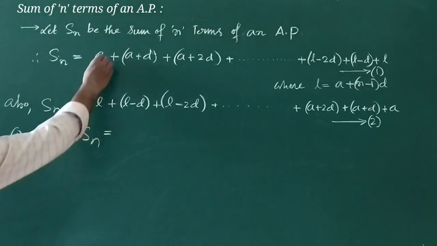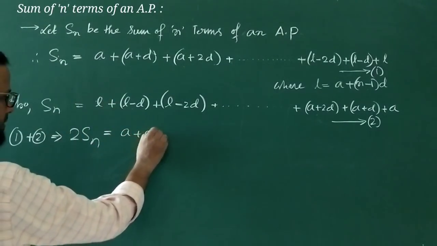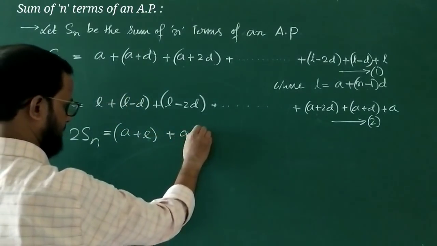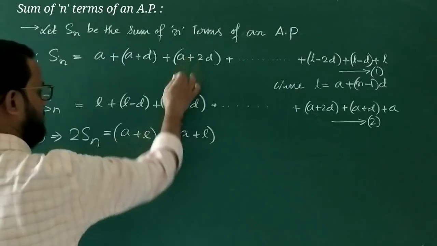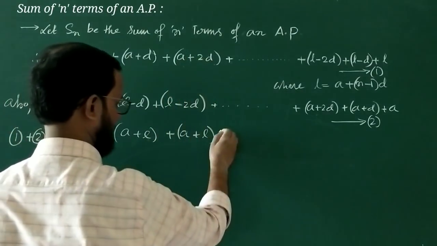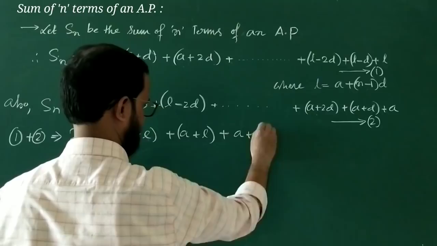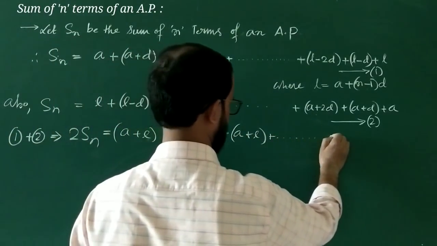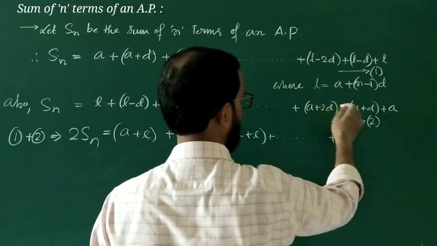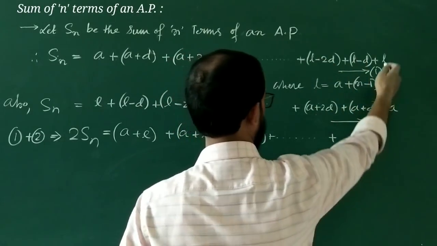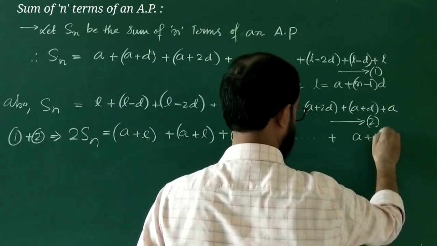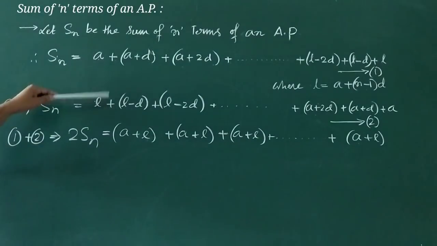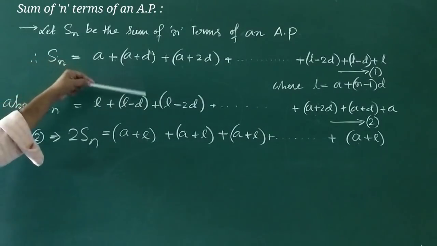So if we add, what will this be? a plus L. If we add this, the d and d cancel, what will it be? a plus L. Okay, this one is added with this, 2 minus 2d plus 2d cancel, it becomes a plus L. Understood? In this way the last term will also be a plus L. This will also be a plus L, so the last term will also be a plus L. Okay, and very interesting is that you are adding this to this to this, corresponding terms are adding.